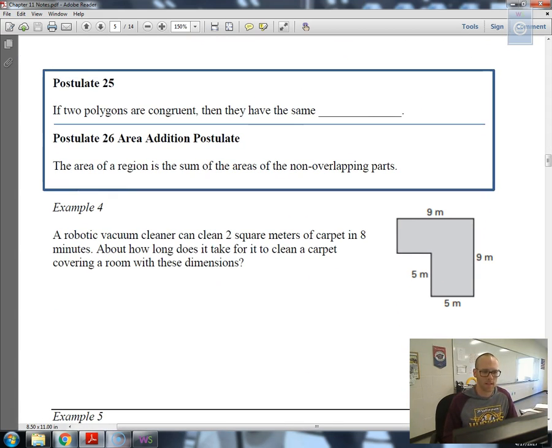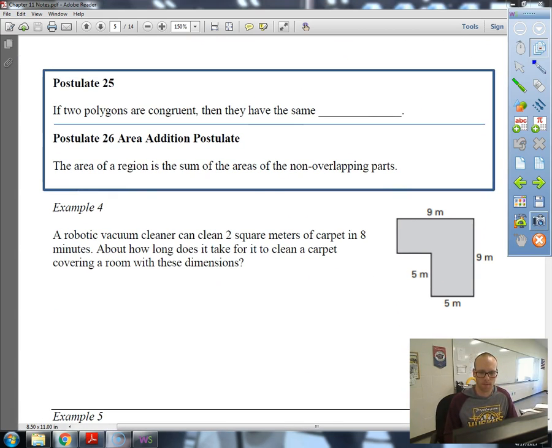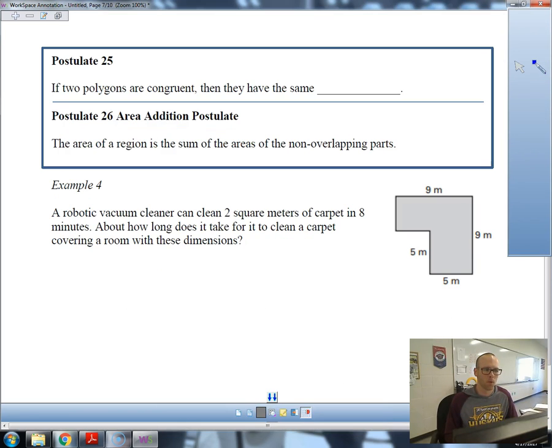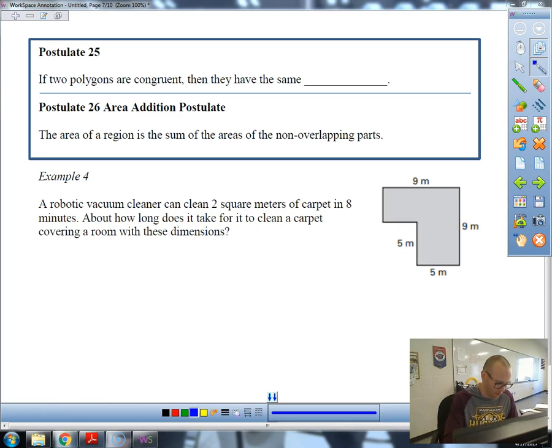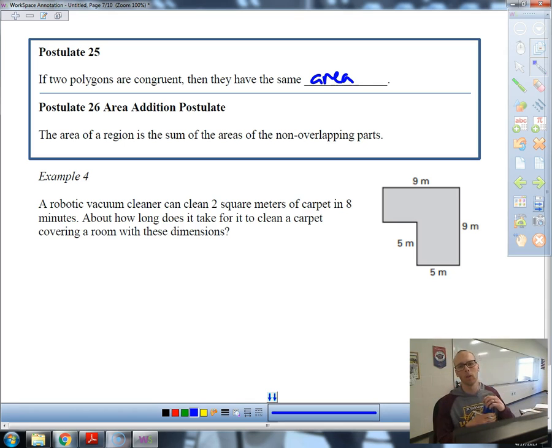All right, let's get to that composing and decomposing stuff here. Okay. A couple important theorems for us that will help us with that. First one, if two polygons are congruent, then they have the same area. Okay, that makes sense to us. We know what area looks like. If two objects are congruent, that means they're the same shape and the same size. Their areas must be the same.